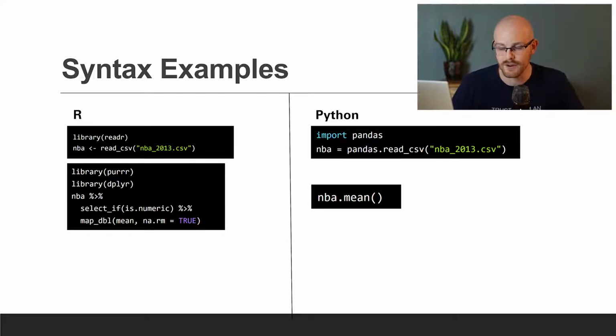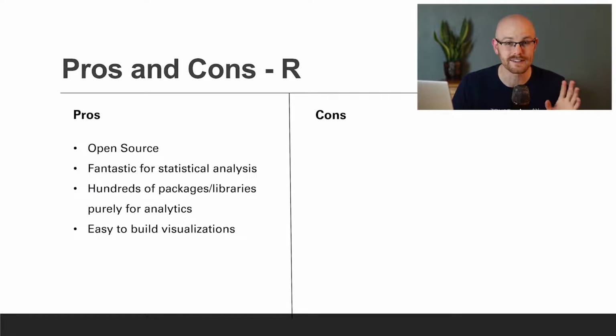And as you can tell, R is just a little bit more difficult, or a little bit more complicated. Python's a little bit cleaner. It's a little bit easier to read and pick up. And that's something that a lot of people say about Python. It's very easily readable. Now let's look at some of the pros and cons of both, but we're going to be starting with R.